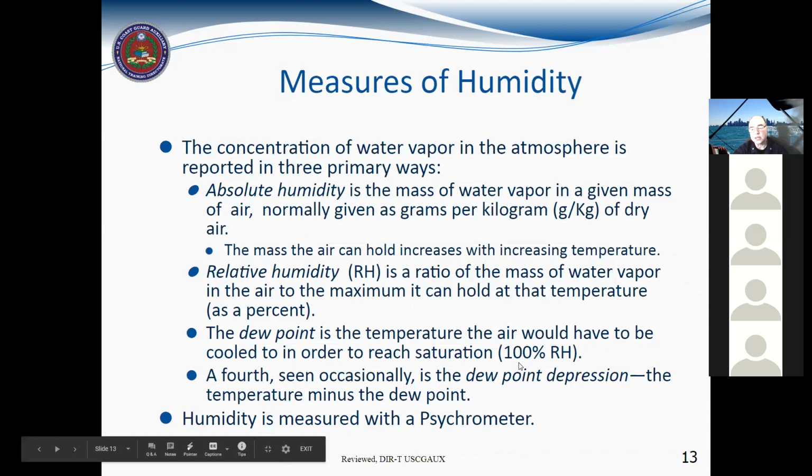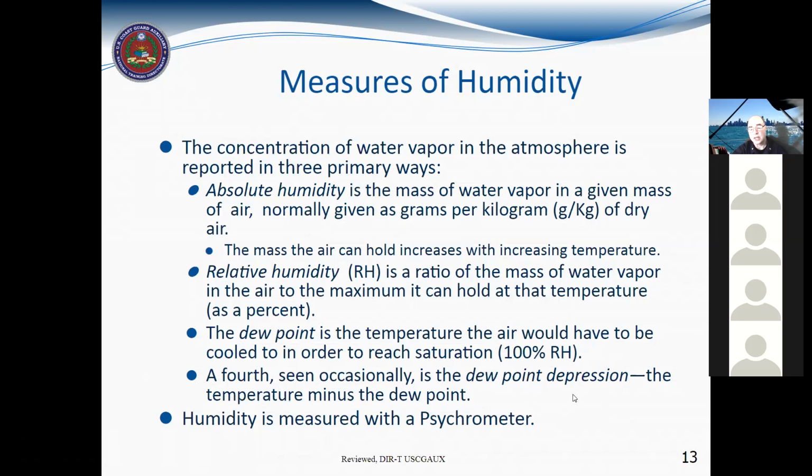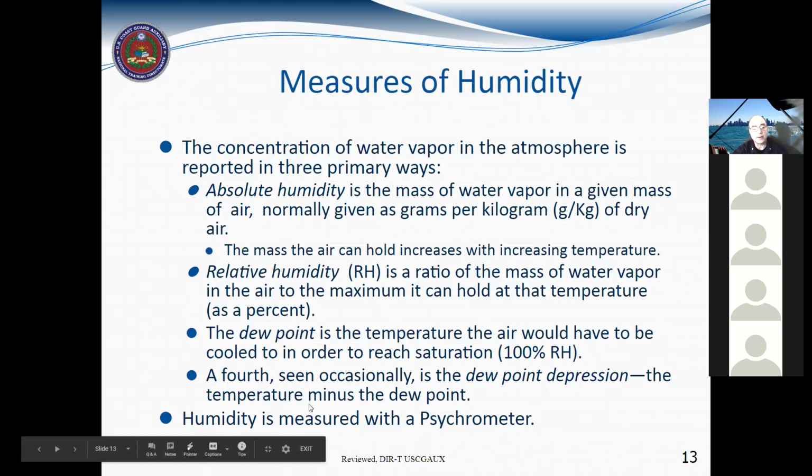So if you're at 100% humidity, the temperature minus the dew point would be 0, right? Because you're at 100% humidity, there's no difference. And if you had a big difference in very dry air, that's going to be a large number, the distance between the temperature and the dew point. So humidity can be measured by an instrument called a psychrometer.